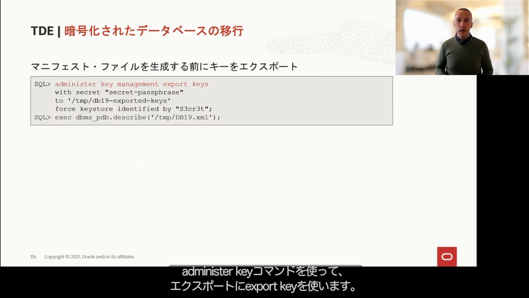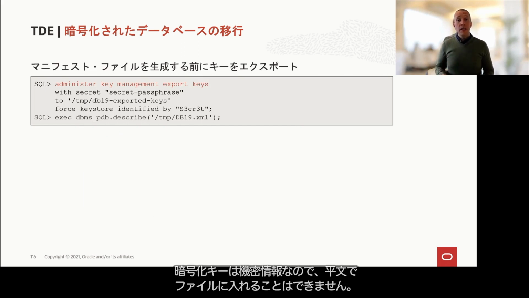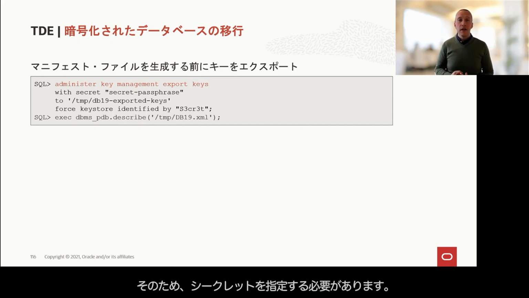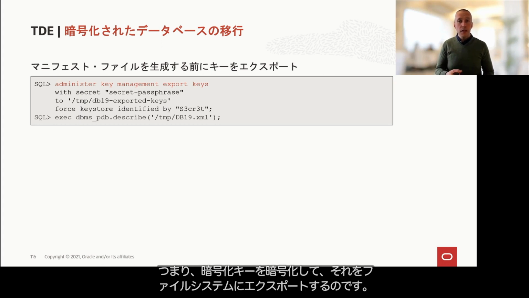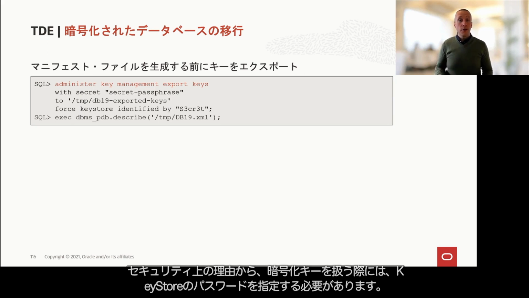How do you do it? Well, you use the administer key management command, and you use export keys for exporting. Now, the encryption keys are sensitive information, so we can't put them in clear text into the file. That is why you have to specify a secret. The secret is a passphrase that the database will use to encrypt the information in the export file. So the encryption keys are encrypted and exported to the file system. For security reasons, when you work with encryption keys, you have to specify the key store password.